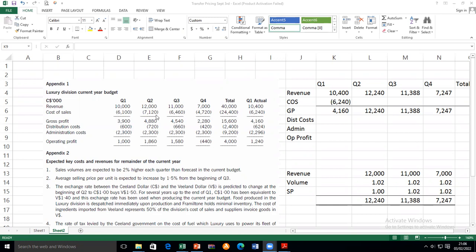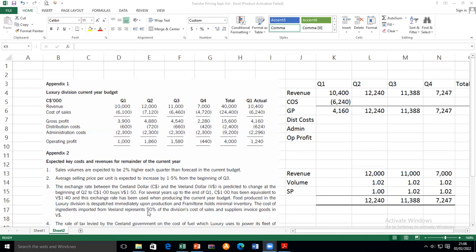The cost of sales to start with will increase because of the volumes. And this is one point that students normally miss. If sales volumes go up by 2% for each of these quarters, even the cost of sales will go up by 2%. That is one. Secondly, the 50% of that figure is subject to an exchange rate. So then we need to deal with that one correctly.